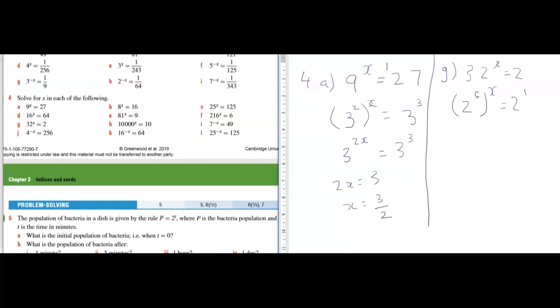Okay, so 2, I'm just going to write to the power of 1 for now, because it is a power, and that will just help us solve it. So 2 to the power of 5 to the power of x, so it's 2 to the power of 5x, is equal to 2 to the power of 1. We've got the same bases, so we're going to let the powers equal each other. So x is equal to 1/5. Okay, so just taking your time.